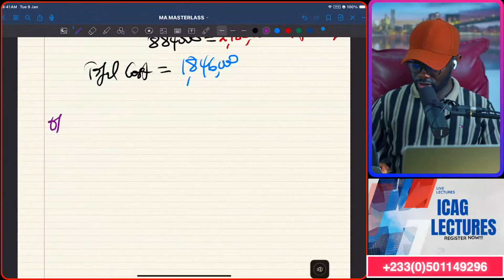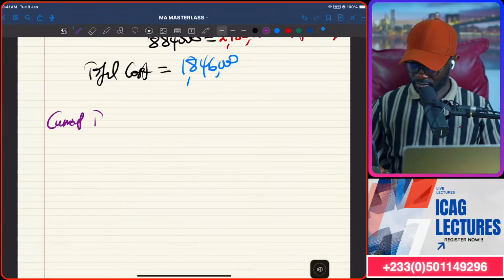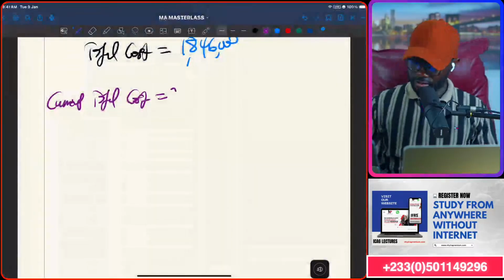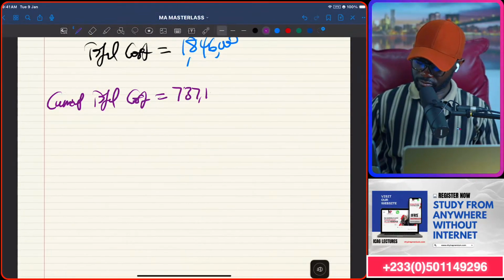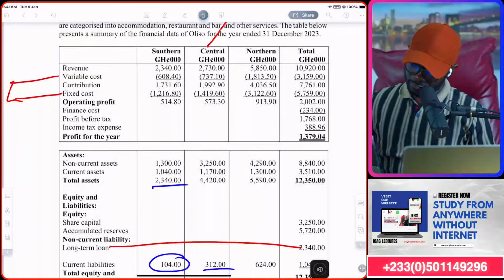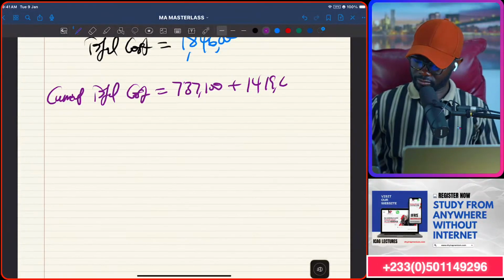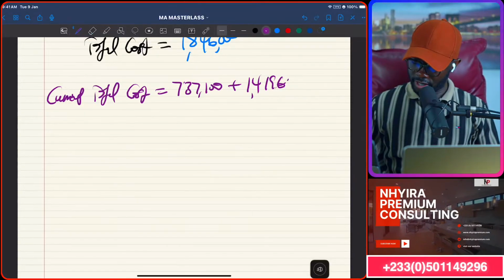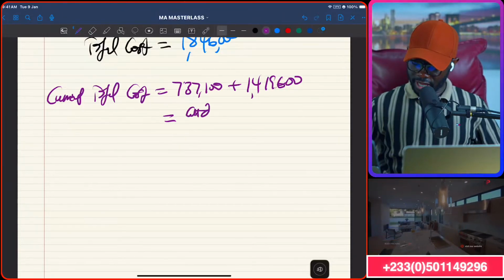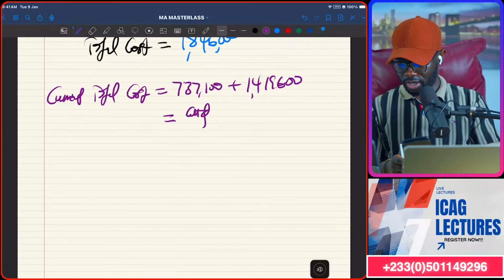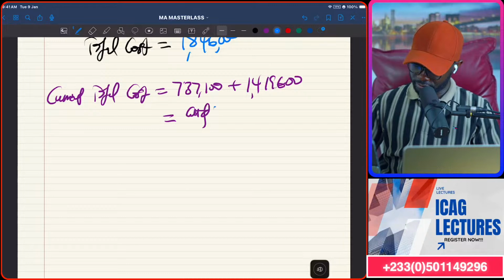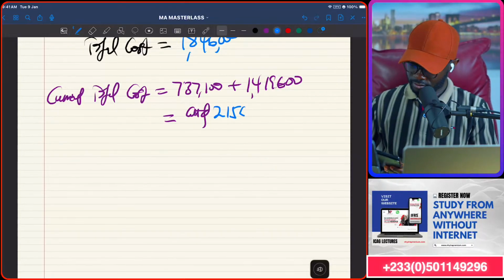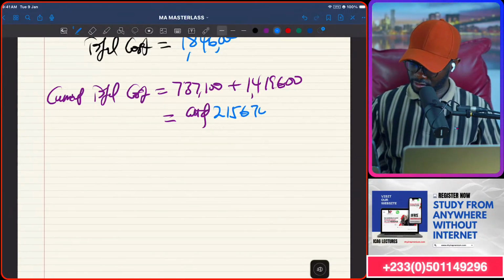Let's get the old total cost, the current total cost rather. The current total cost is the variable cost of 737,100 plus the fixed cost of 1,419,600. So we add it up, and that gives us the current total cost. 737,100, 1,419,600, and that is 2,156,700. Okay.